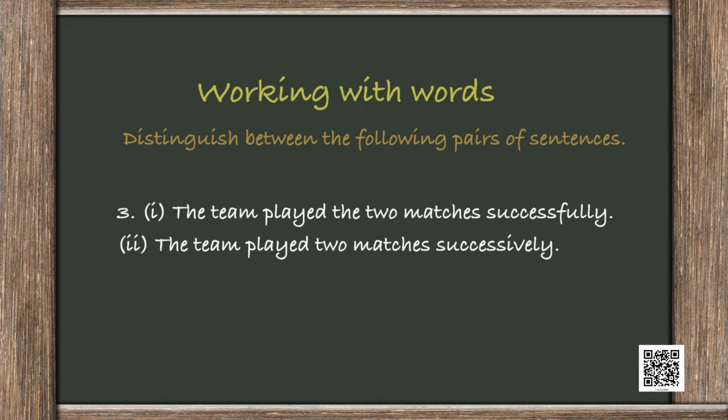The third one, the team played 2 matches successfully. The team played 2 matches successively. Okay. So successful is when you win, when you're successful at something, when you achieve success. Successive is one after the other. So you play one match and the next day you play another match, and the next day you play another match. So you played 3 days in succession. So that is successive, right? And if you won all 3 matches, then you were successful in all 3 matches. I successfully won all 3 successive matches.